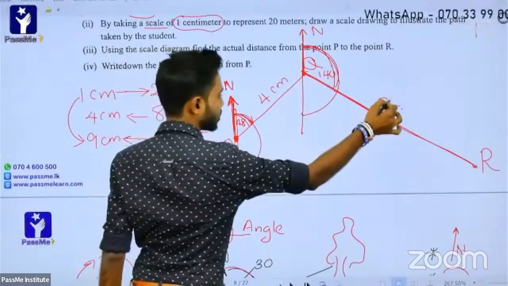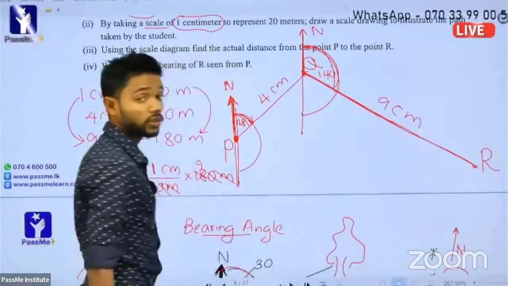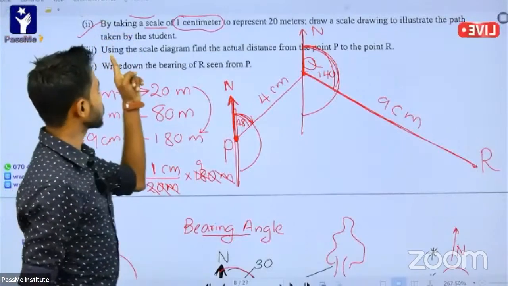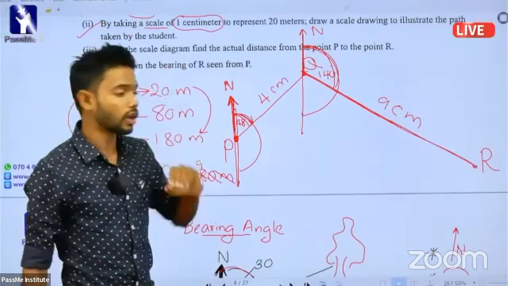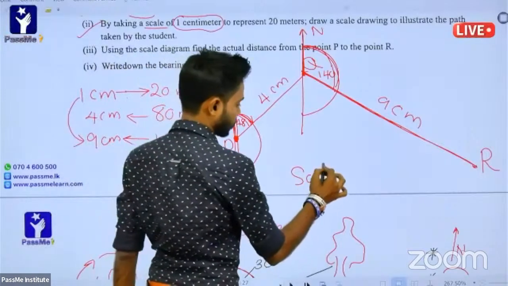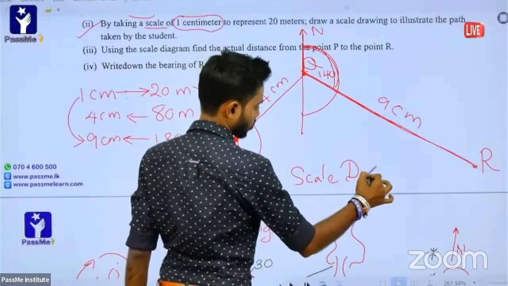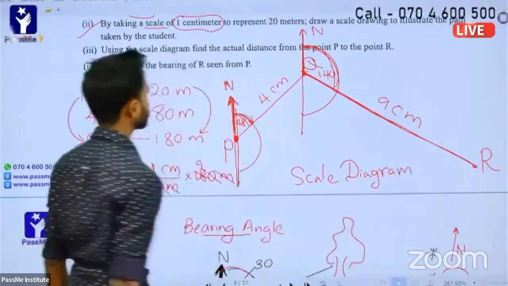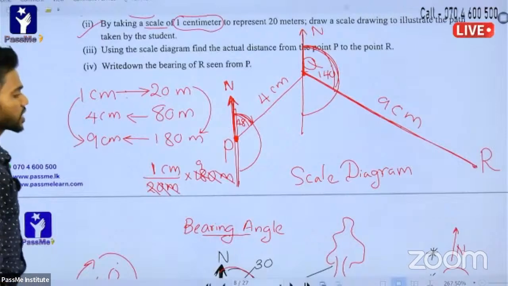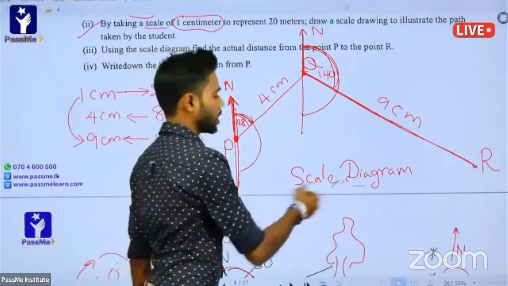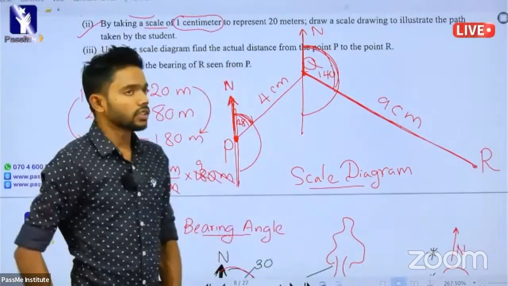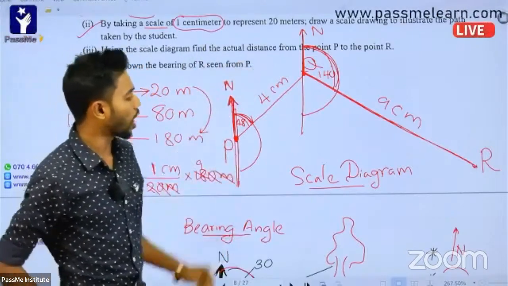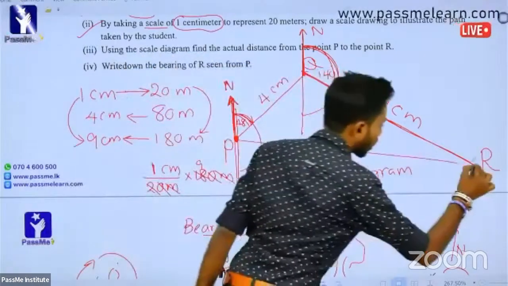So this is how we complete the scale diagram as well. Now the third one is using the scale diagram. So now this is scale. Using the scale diagram, we complete. Then find the actual distance from P to R. You need to connect P and R like this.